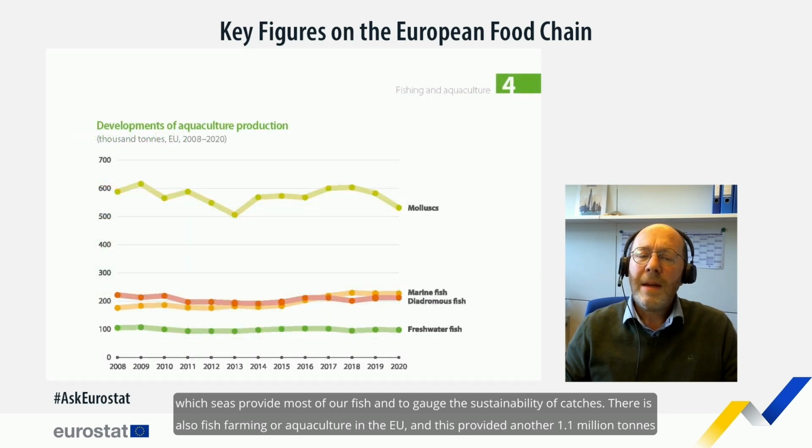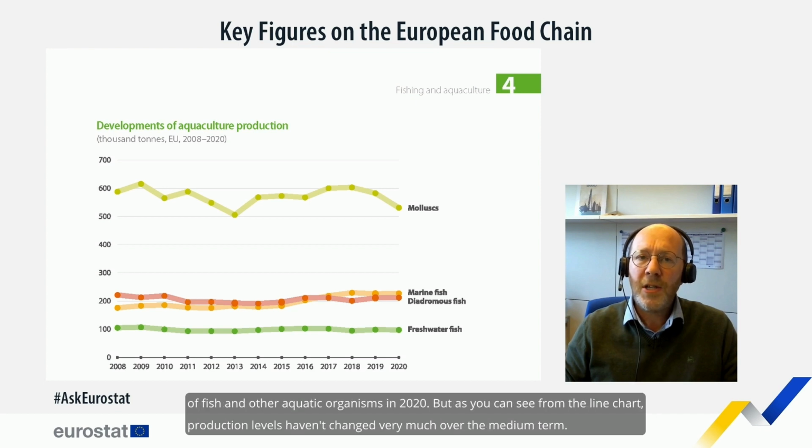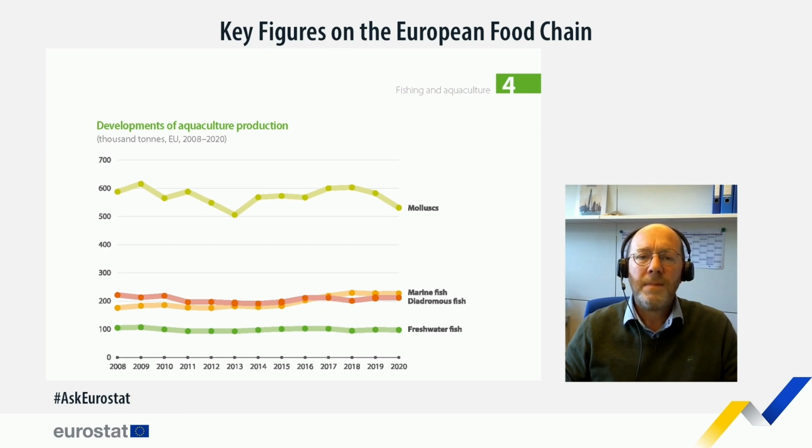There is also fish farming or aquaculture in the EU, and this provided another 1.1 million tonnes of fish and other aquatic organisms in 2020. But as you can see from the line chart, production levels haven't changed very much over the medium term.